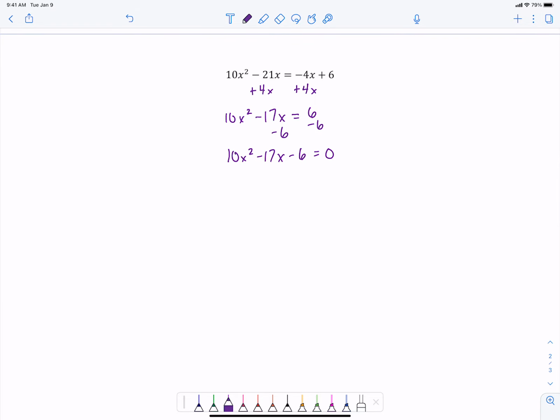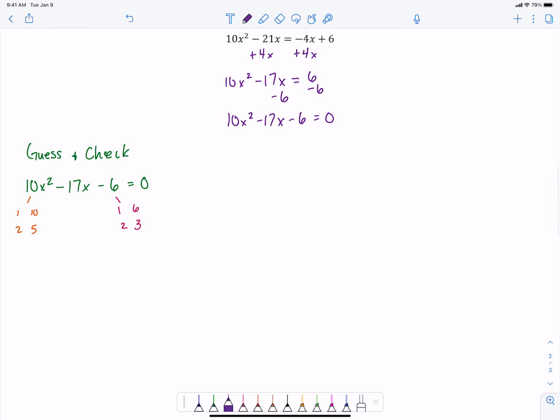And if we're factoring this with guess and check, because that's generally where I start, we're looking for the ways we can multiply to get 10, and the ways we can multiply to get 6. The ways to multiply and get 10 are 1 and 10, or 2 and 5. The ways to multiply to get 6 are 1 and 6, and 2 and 3. When I'm setting up my factors, I know I'm going to have an x there and an x there, and I'm leaving a little space because I know I'm going to have coefficients.